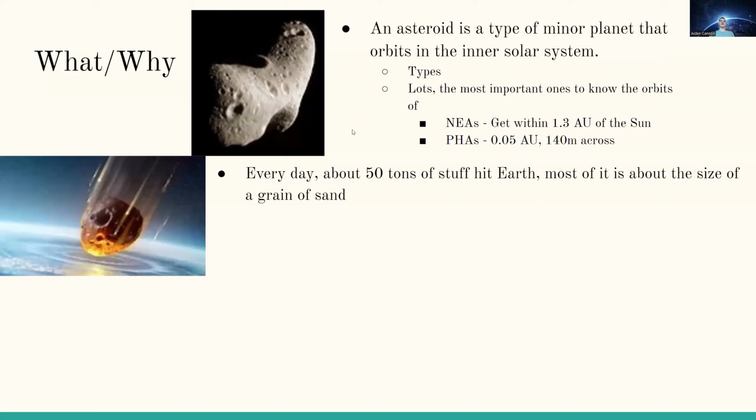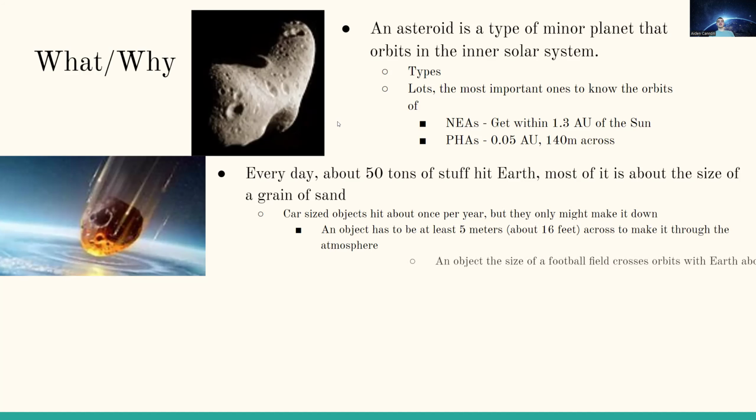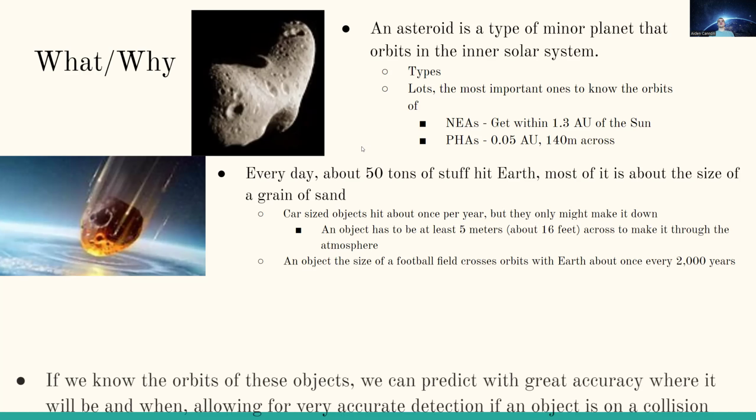A little more, every day about 50 tons of stuff hits the Earth. Most of it is about the size of a grain of sand, so it just burns up in the atmosphere. Car-sized objects will hit about once a year, but they only might make it down because they are about the minimum size to make it down. Just about 5 meters will make it down some of the time, but rarely. An object the size of a football field crosses orbits with Earth about once every 2,000 years. It's not going to hit every time, though, which is nice.